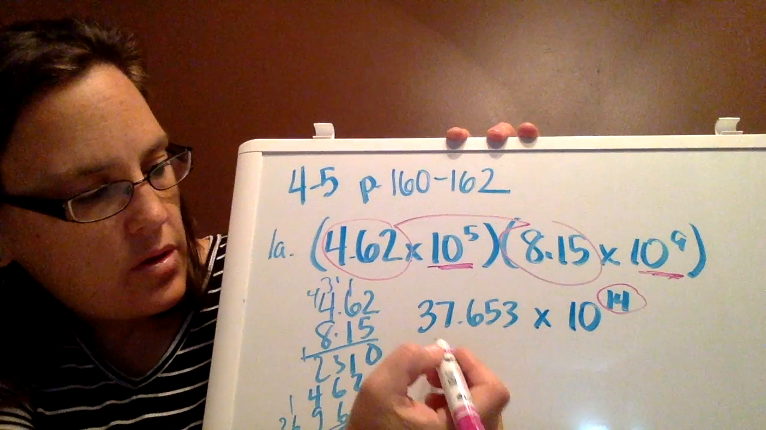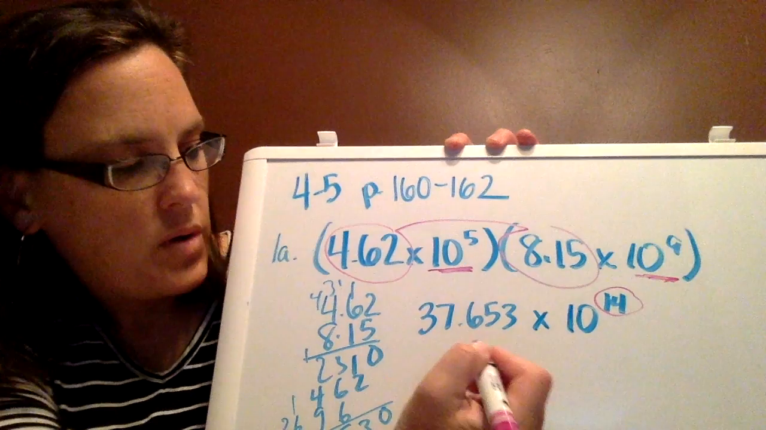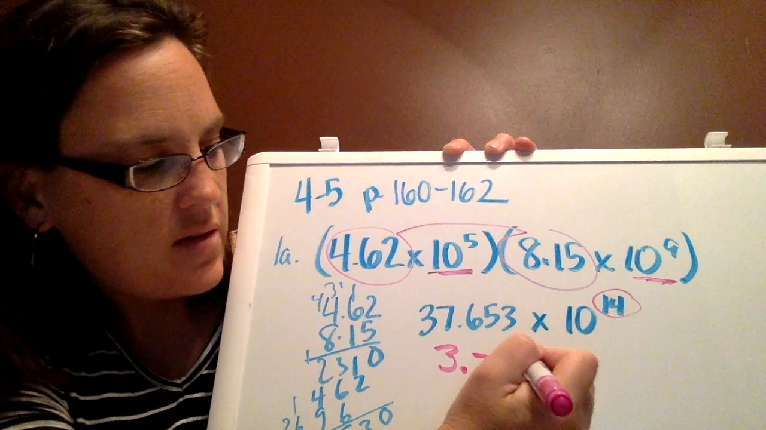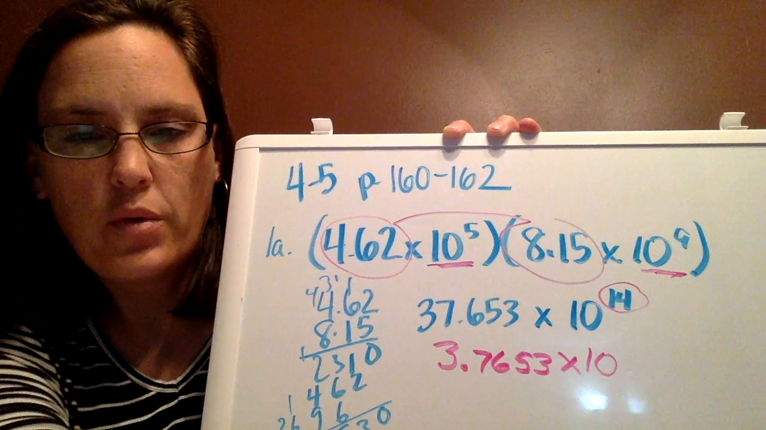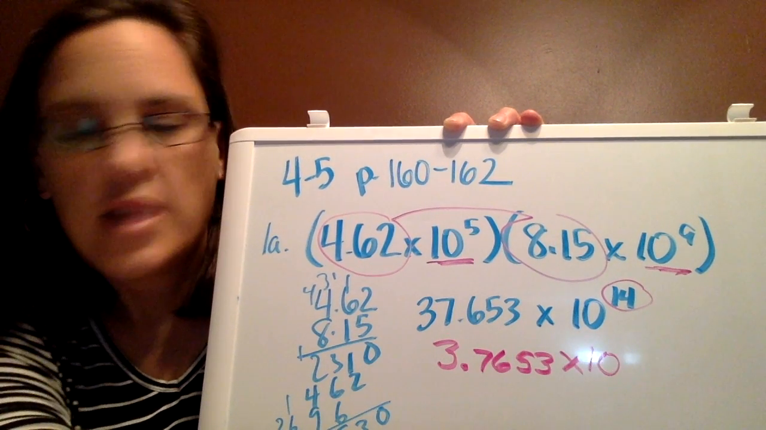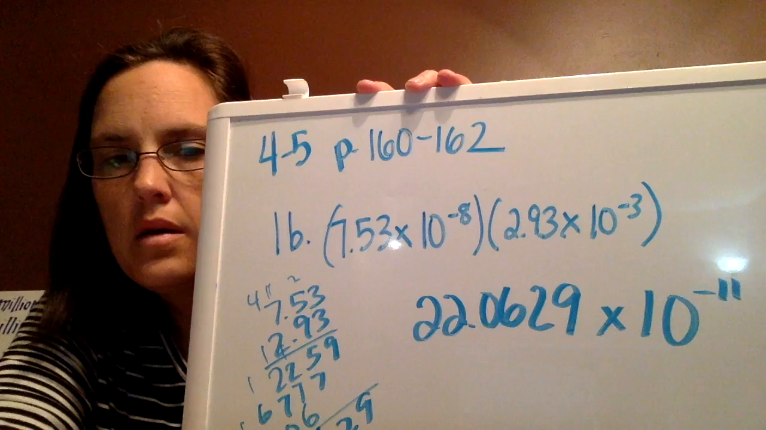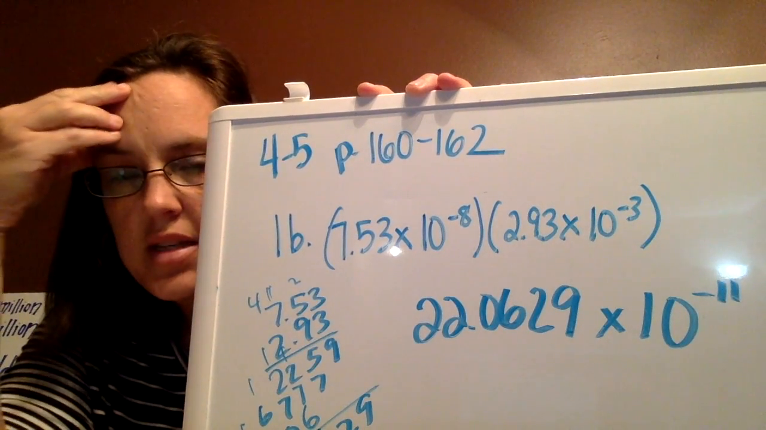So there's something wrong though. 37.653 is greater than 10. So we're going to move that back and make it 3.7653. But then of course we have to do something with the exponent to take care of that. So we're going to make that to the 15th power. So that is 1a. Here's example 1b on the bottom of page 160.